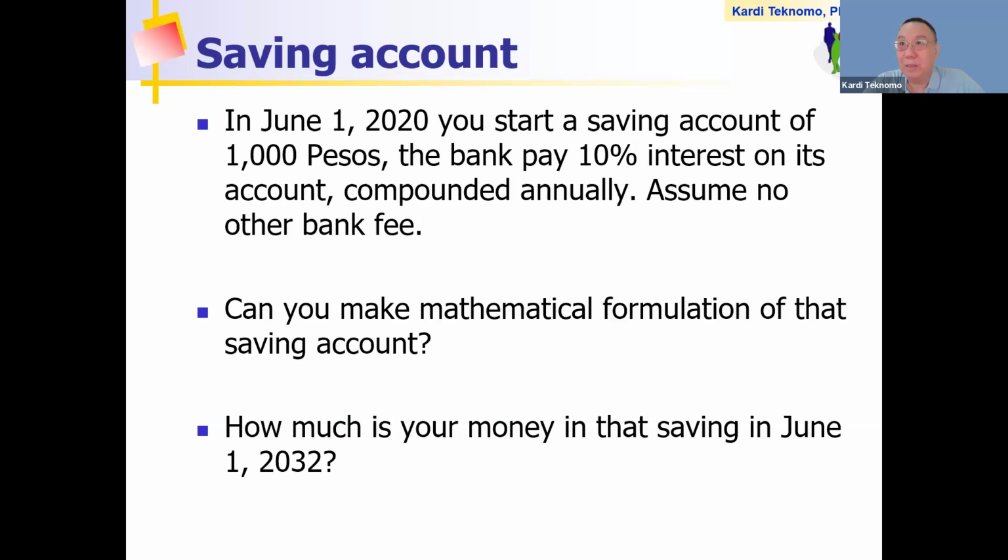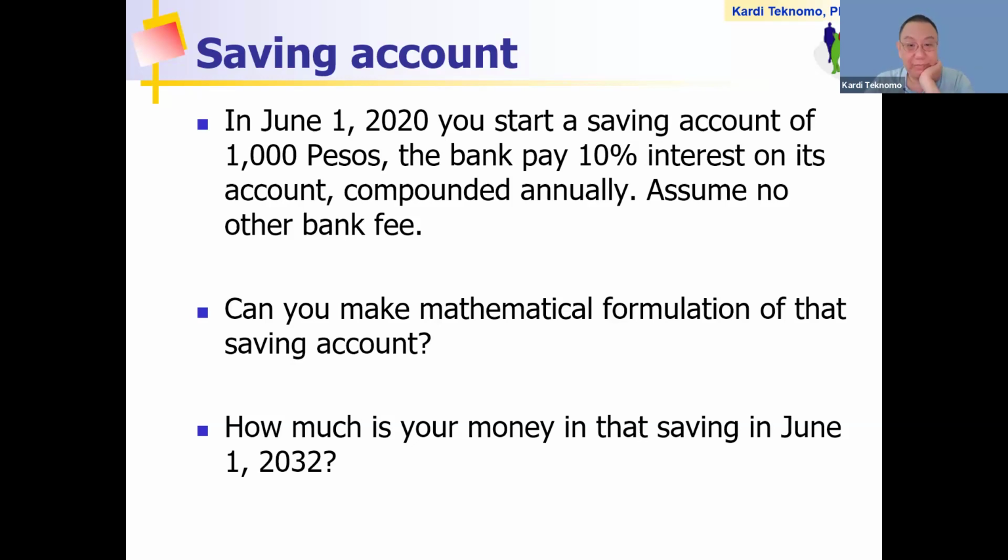The question is, can you make the mathematical formula for that savings account? And how much is your money in that savings account by June 1, 2032, which is 12 years?